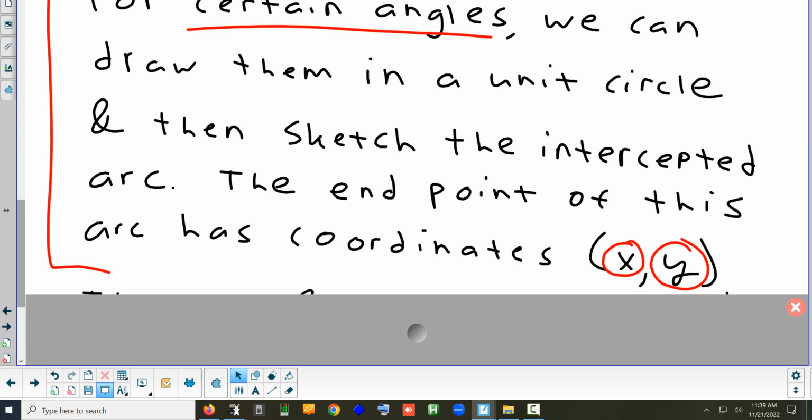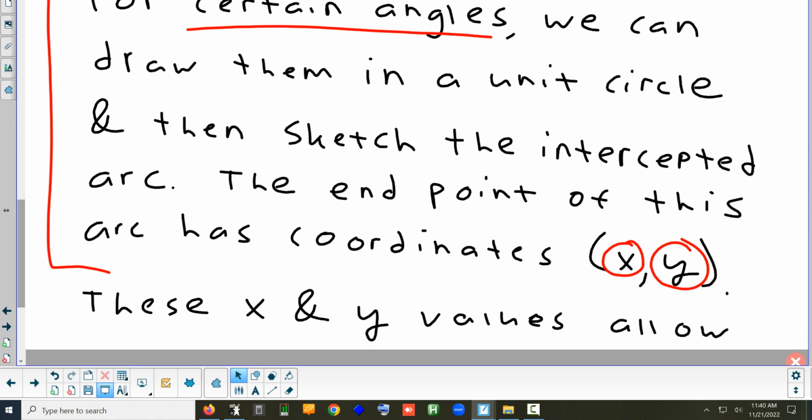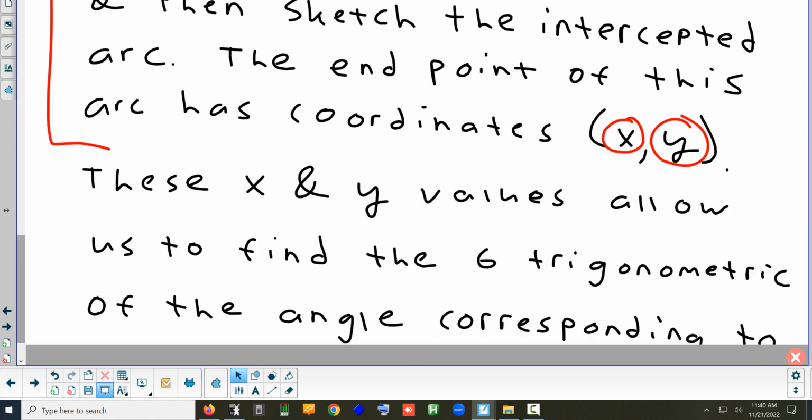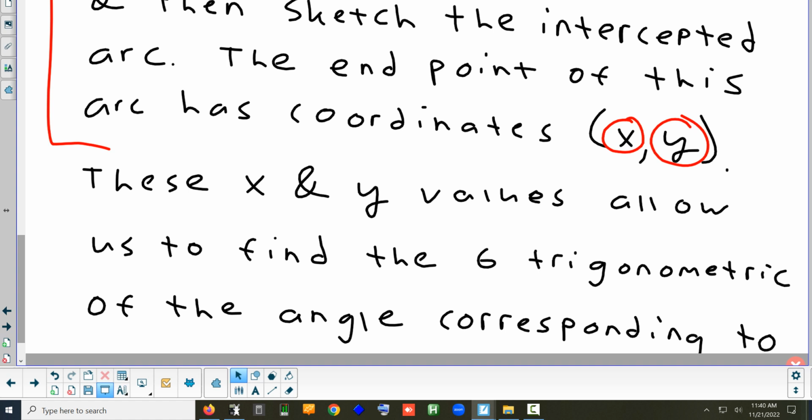So all the angles we're going to study are going to be connected with coordinates on the circle. And the coordinate is going to help you to do something with trig. What does it allow us to do? It allows us to find all 6 trig functions of an angle. So we're going to be finding trig functions based on knowing the location of the angle in the circle, specifically the location of the terminal side.